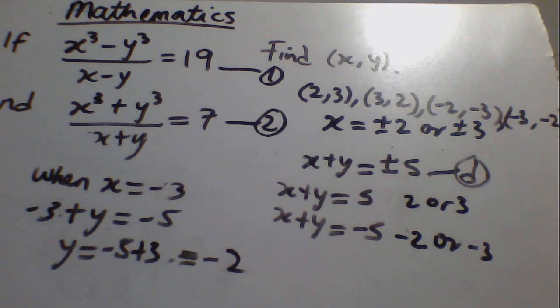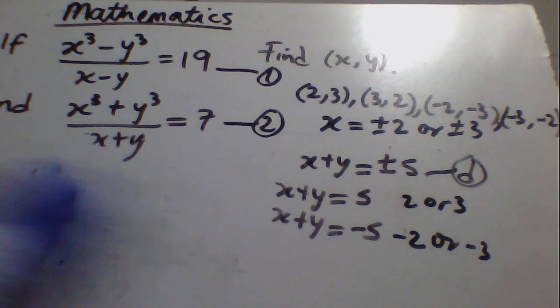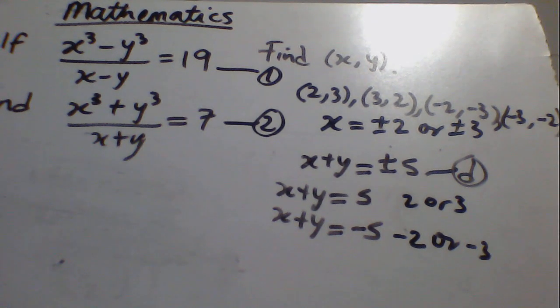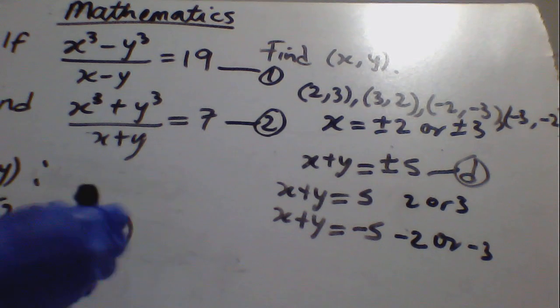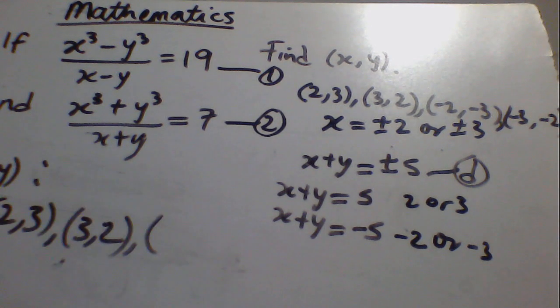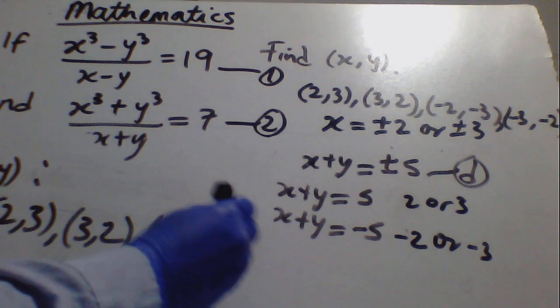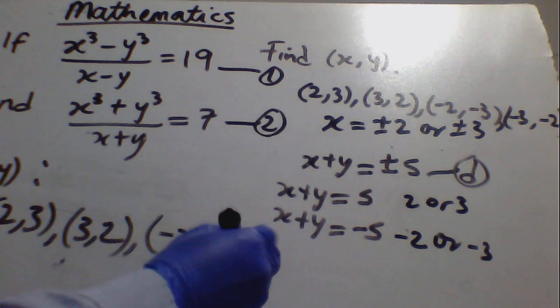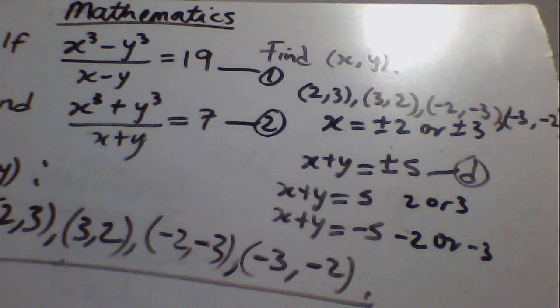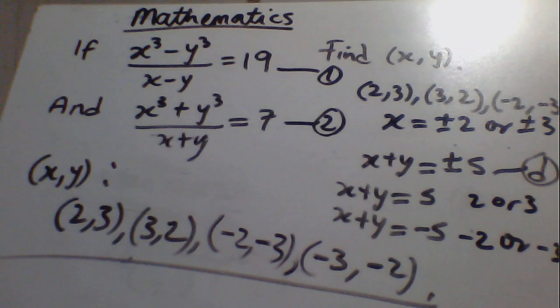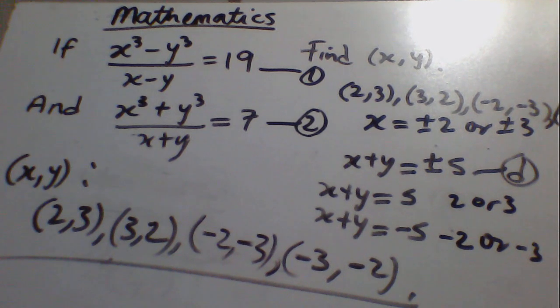That is the values of x. I hope you have seen it. So the pairs of x and y that satisfy the equation are 2, 3; 3, 2; then minus 2, minus 3; and then minus 3, minus 2. So these are the pairs of values of x and y that satisfy the given equations.